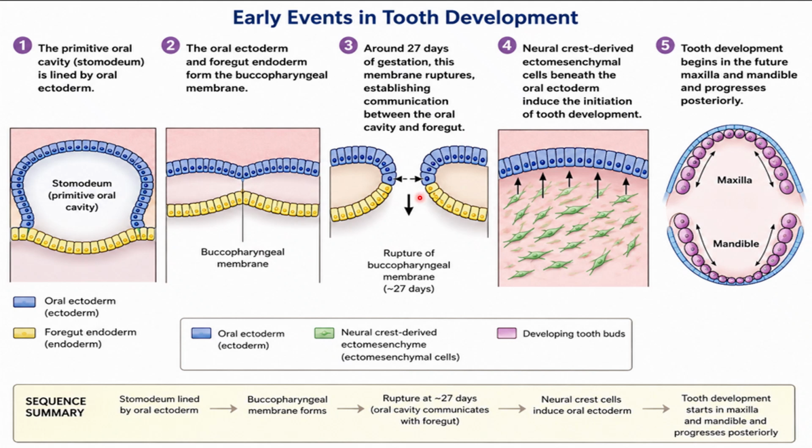So around the 27th day of intrauterine life, the buccopharyngeal membrane ruptures, which establishes a continuity between the oral cavity and the foregut. After this, the neural crest-derived ectomesenchymal cells, which are found beneath the oral ectoderm, induce the initiation of tooth development. And tooth development begins in the future maxilla and the mandible, and it progresses posteriorly.